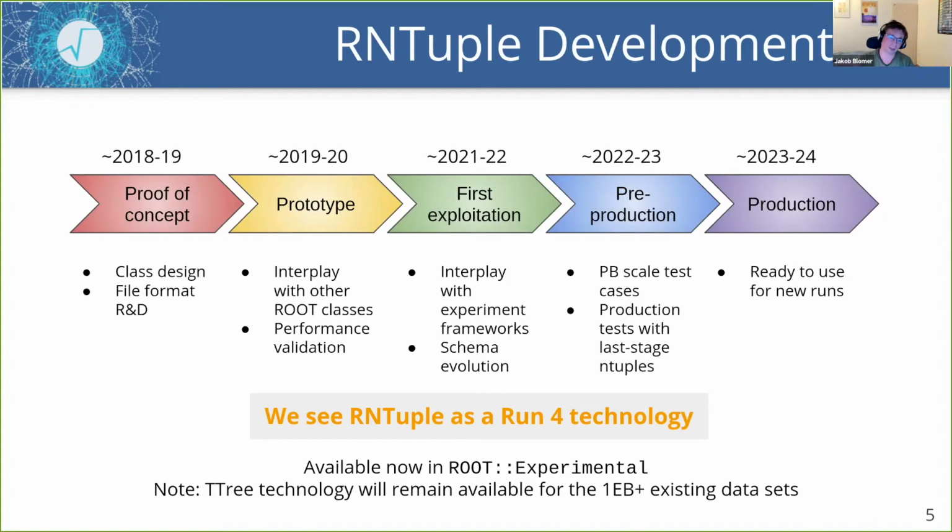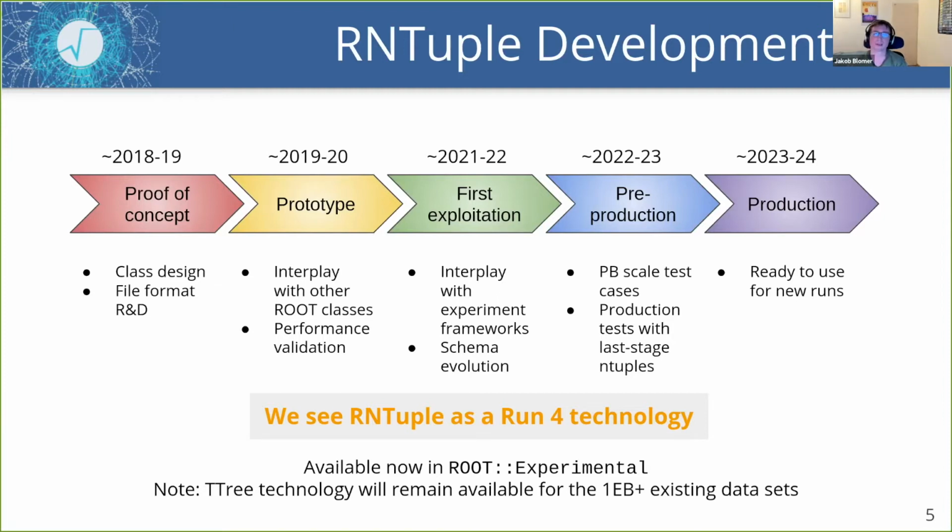So this gives you a rough development plan. It is not set in stone, but just to give you an idea of what we think is realistic for the RNTuple prototype to make it from proof of concept to production. We started with this around 2018-19, and have a first prototype with which we can make a solid performance validation. Now we are entering a first exploitation phase. This year and the next, we are interested in how RNTuple interacts with experiment frameworks, and how we can do things like schema evolution. This will keep us busy for the next 1 to 2 years. Then we slowly enter a pre-production and production phase.